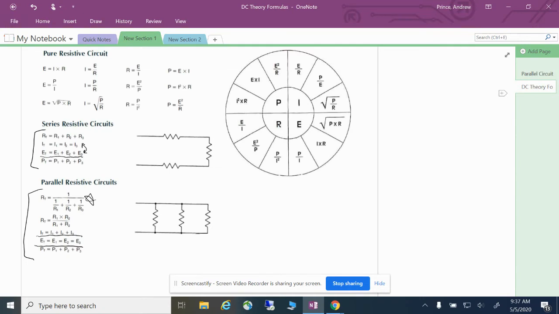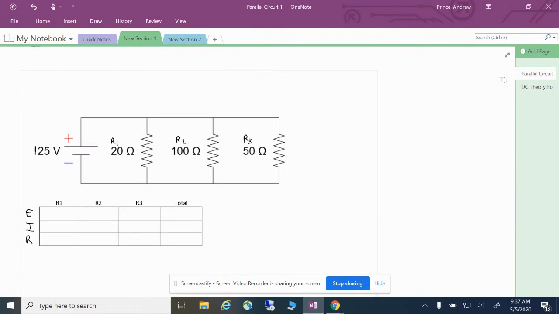Now if we go back and look at our formula, we're going to be going ahead and using this one right here because we don't have enough values to solve any of these yet. So we're going to look to get the total resistance. So let's go ahead and fill in the values we have right now first. So we got 125 volts here. And then for R1, for the resistance value, we got 20 ohms. R2, we got 100 ohms. And R3, we have 50. So we don't have two values in any one of these categories yet, so we can't apply Ohm's law to it. But we can find out the total based on that formula we had for the parallel circuits.